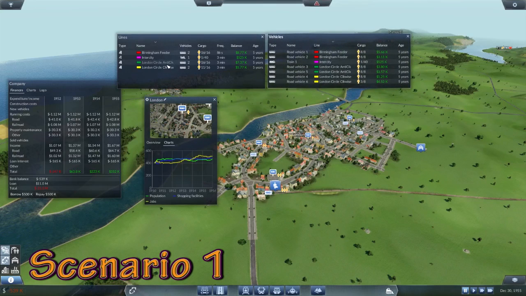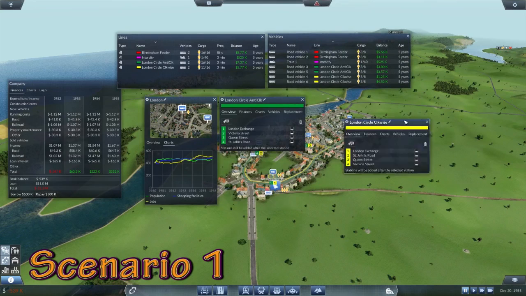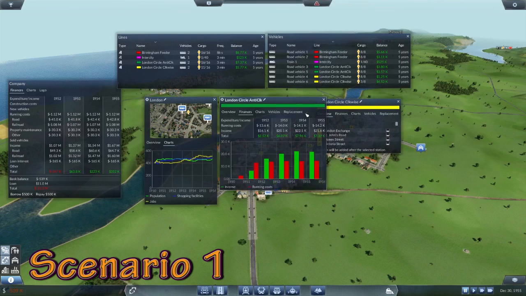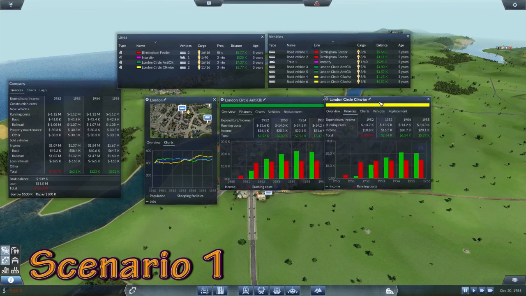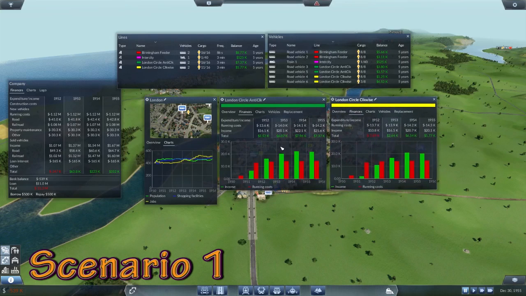And if we just look at the lines in detail, the finances of both those, and there we are, there we can see what we're doing. So there we can see, yeah, quite consistently the anti-clockwise is earning that bit more money than the clockwise route. Not a lot, but there is that slight difference.